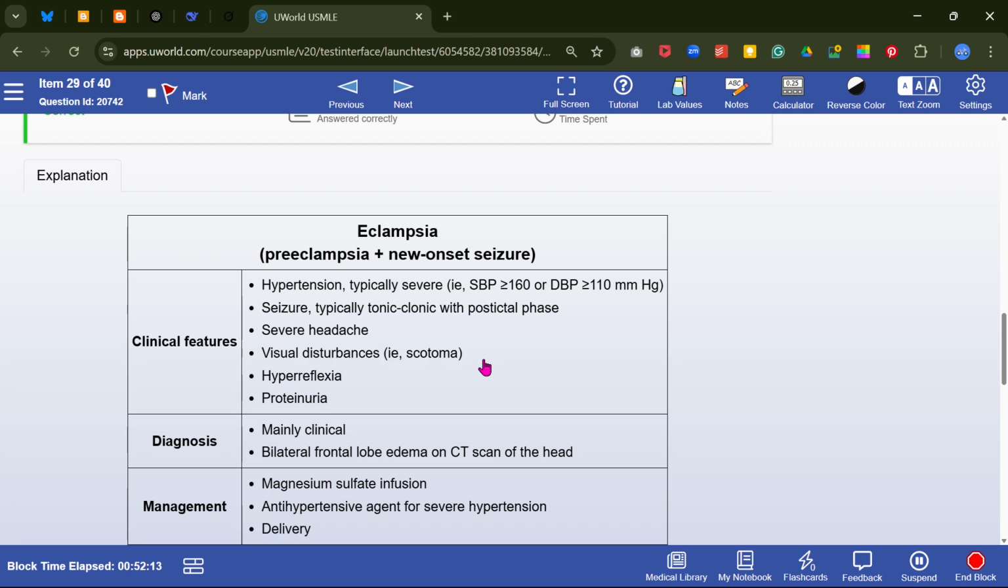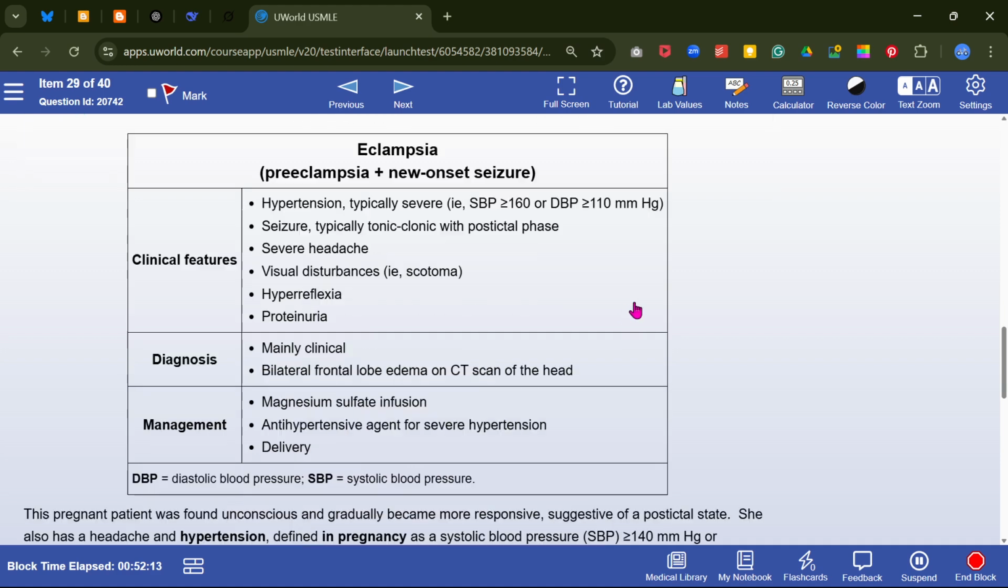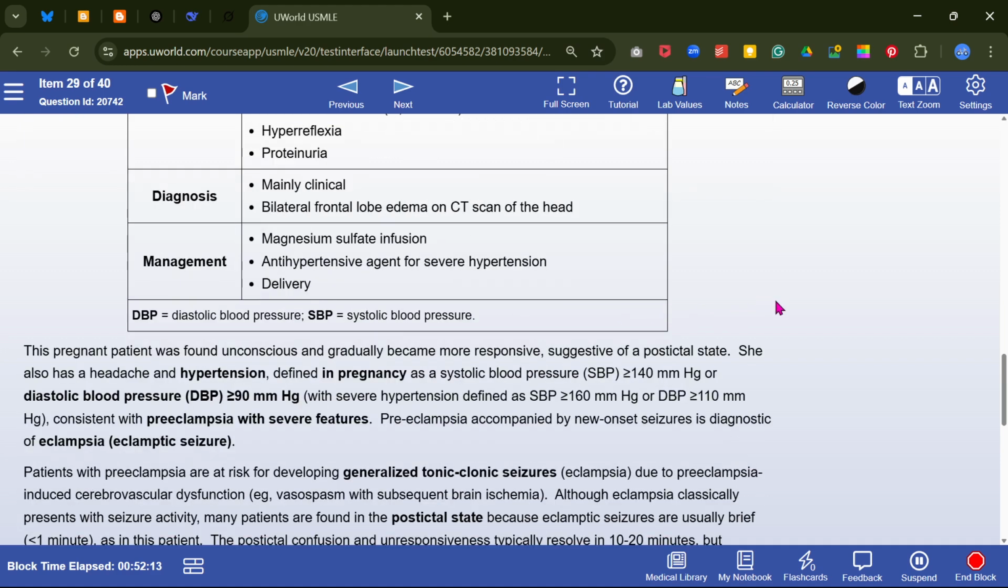Eclampsia is preeclampsia with new onset seizure. Hypertension is typically severe, systolic blood pressure more than 160 and diastolic more than 110. Seizure is typically tonic-clonic with a post-ictal phase, with severe headache, visual disturbance, scotoma, hyperreflexia, proteinuria. Diagnosis is mainly clinical, with bilateral frontal edema on CT scan of the head. Treatment is magnesium sulfate infusion, antihypertensive agent for severe hypertension, and delivery.